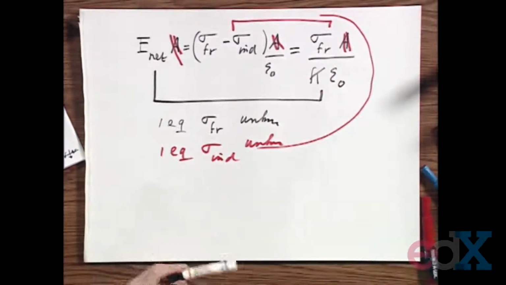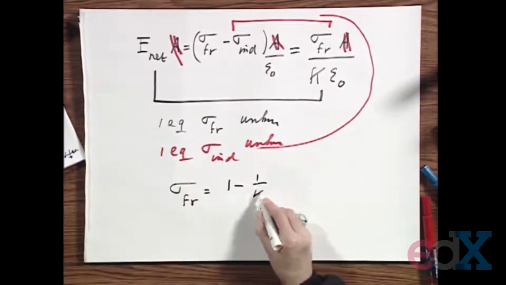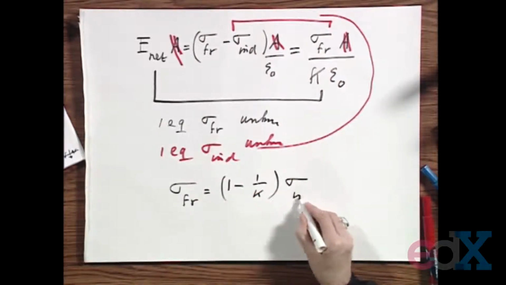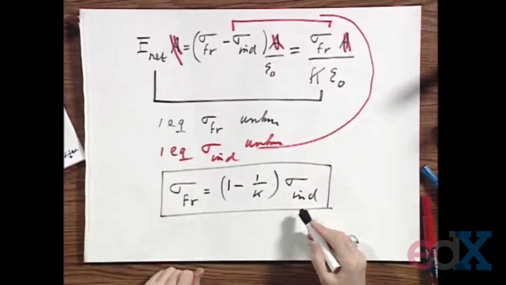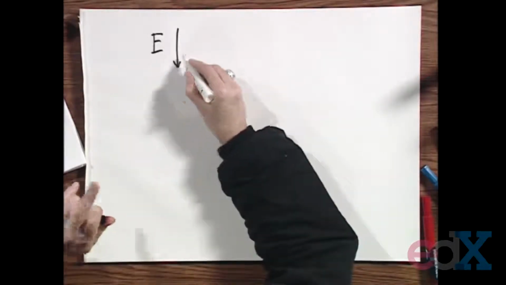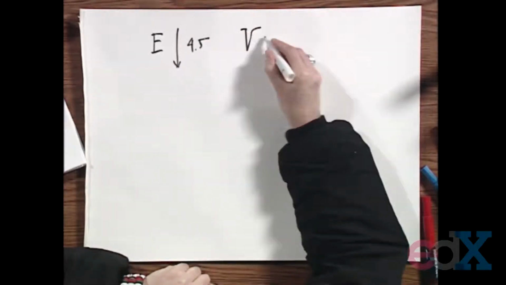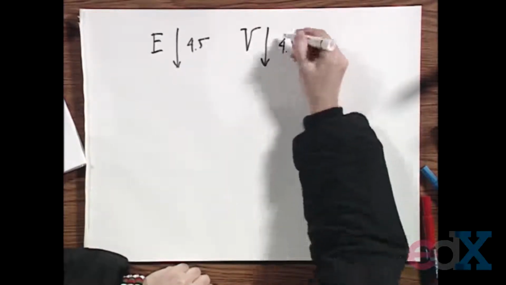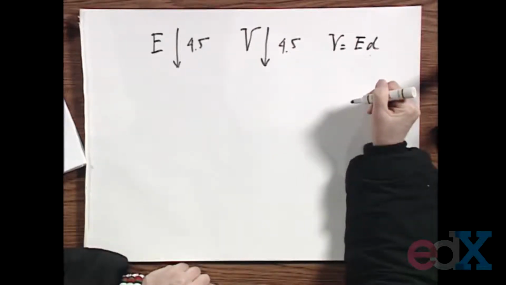If you want to combine them in a clever way, it's easy to prove that sigma induced equals 1 minus 1 over K times sigma free. Don't try to remember that, but that's what will follow from these results. So due to the dielectric, the net electric field is reduced. And so if I summarize the situation, the E field, this is my shorthand notation, because of the dielectric, is 4.5 times lower than what it would have been if the dielectric hadn't been here. Therefore, the potential difference over the plates is 4.5 times lower, because remember, the potential difference is simply E times d, and d is not changing.